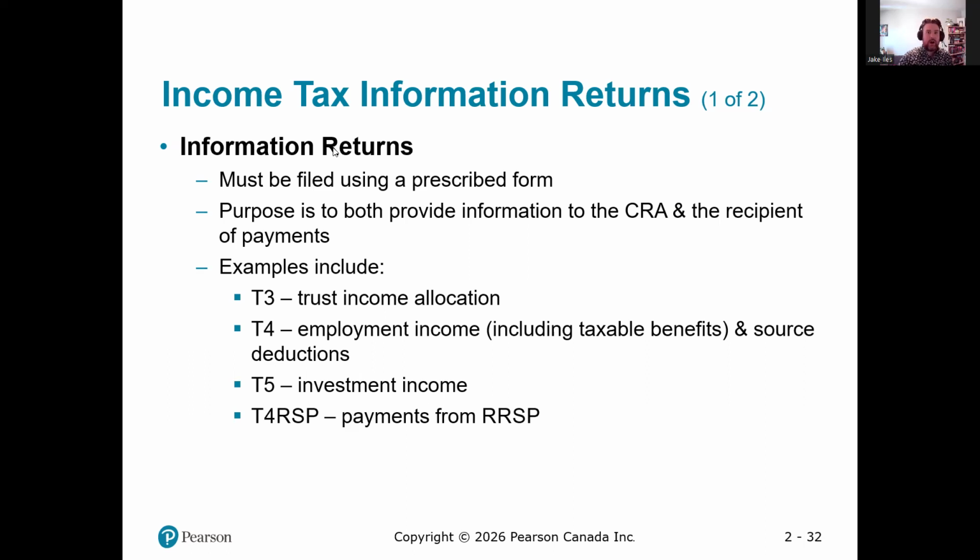Information returns are not tax returns. They're returns of income. They're information slips, usually provided by a trust or your employer, that inform the government of your income. It's the government's way of being able to substantiate the income you're reporting. So information returns have a prescribed form. They have certain boxes. If you are filing a T4, box 22, I think, is your tax deductions.